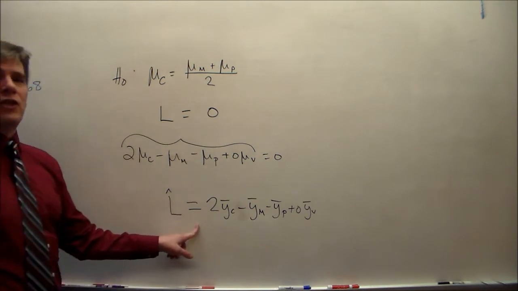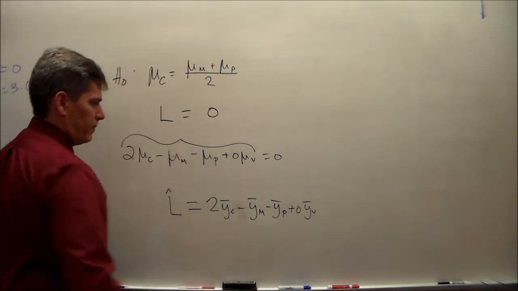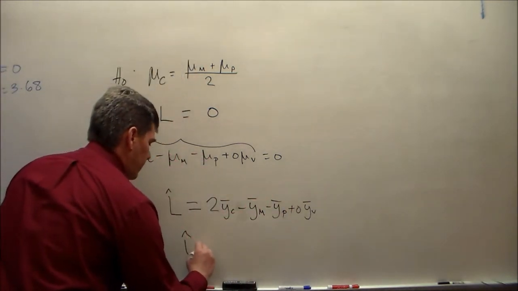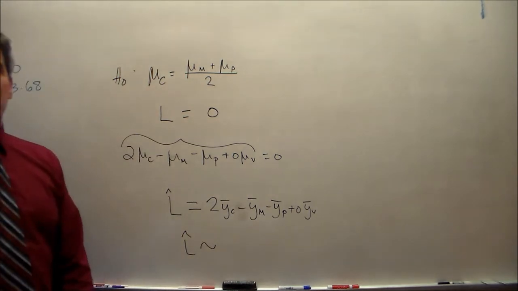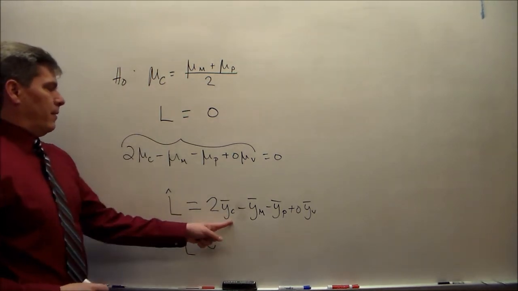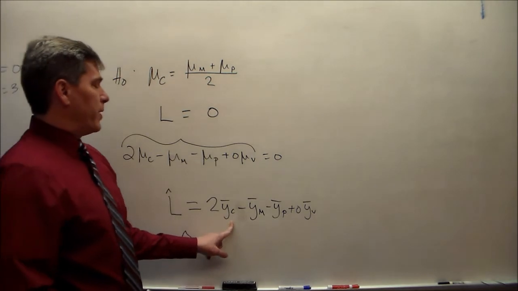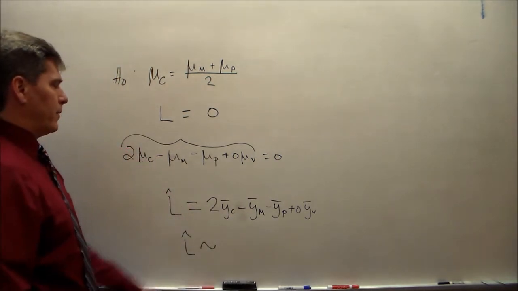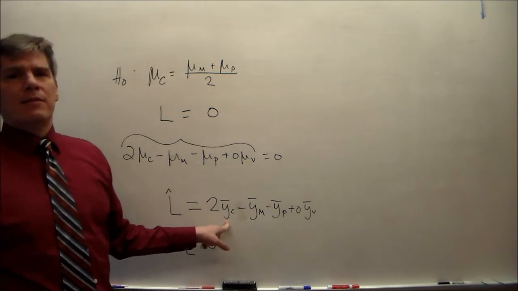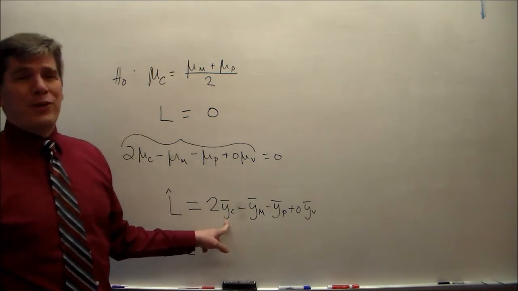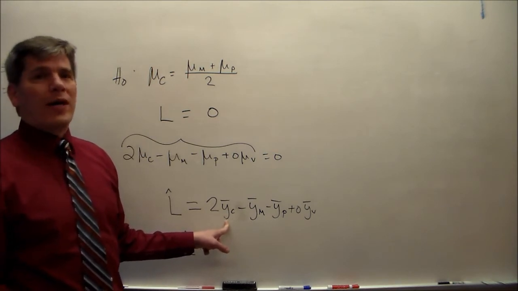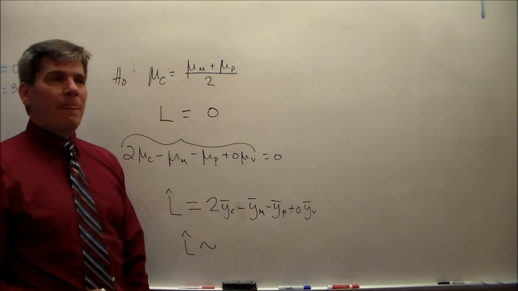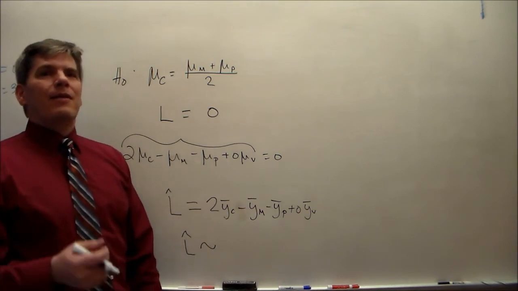We know this is the definition of L hat. So the name of the distribution, well, L hat depends on y bar sub c, y bar sub m, y bar sub p, y bar sub v. What's the distribution of y bar sub c? Well, what is the distribution of y sub c? What's the distribution of y sub m, y sub p, y sub v? By assumption, it's normal.